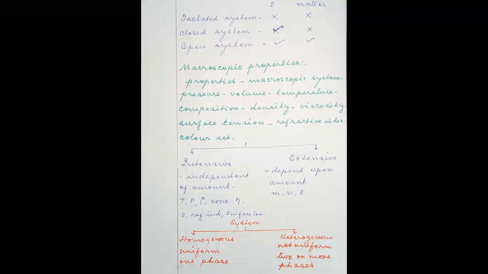and we have also seen the macroscopic properties, that is the properties of the macroscopic system, or the molecules of very big assemblages. Say, for example, pressure, volume, temperature, composition, density, viscosity, surface tension, refractive index, color. So they are all macroscopic properties, and these properties can be divided into intensive properties and extensive properties.